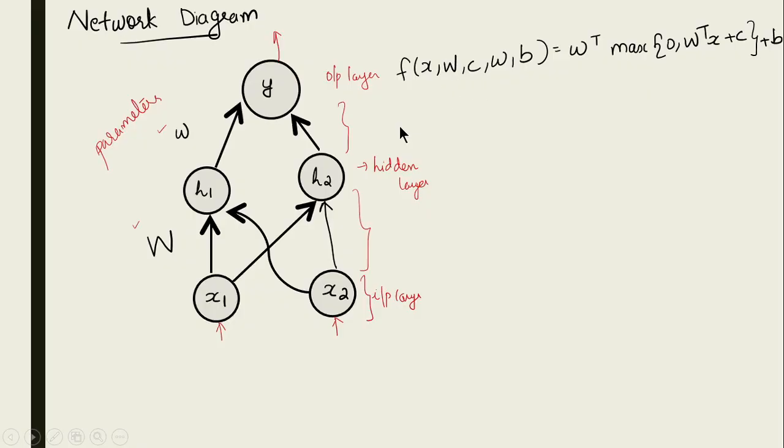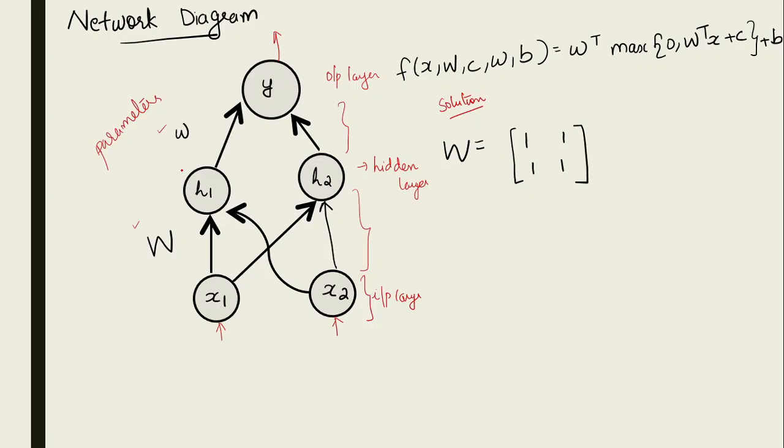Then the function, this y, is represented like f of x, W, c, w, and b, which is equal to w transpose maximum of 0, W transpose x plus c, plus b. So this is the function we use here, and we assume that the solution for this XOR problem is like this. Actually, these values have to be learned through training, but here we assume that this is the solution.